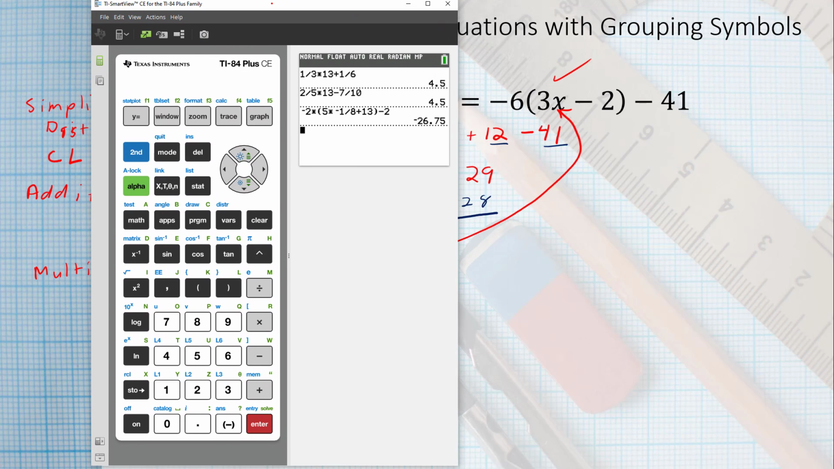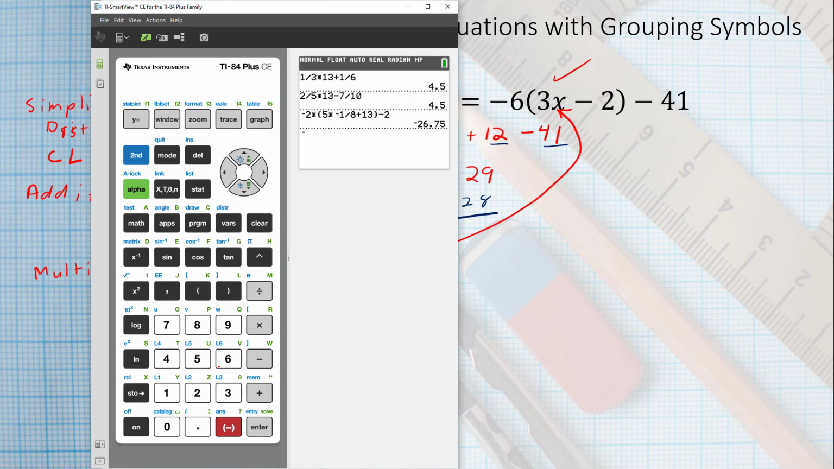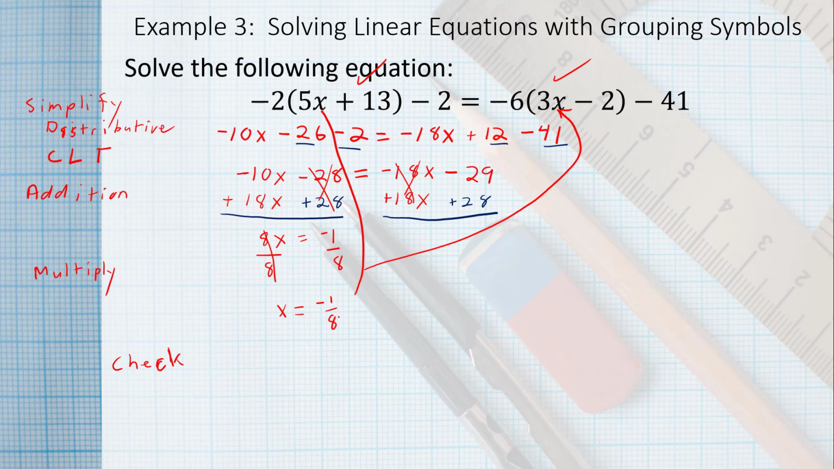Okay, let's take a look at the other side. For the other side, we're going to do negative 6 times parenthesis 3 times negative 1/8, negative 1 divided by 8, minus 2. Remember, this is the negative for the negative numbers, and that is subtraction. Close the parenthesis, minus 41. Okay, so the left-hand side gives us negative 26 3/4. The right-hand side gives us negative 26 3/4. So this indeed checks out, which is exactly what we're looking for.